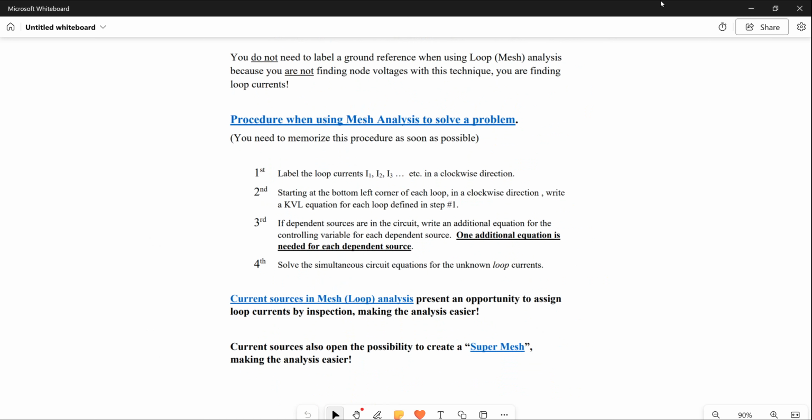But we're going to do this two or three times. You'll catch on to this real quick. But it is the procedure that you should really memorize as soon as possible. Current sources in mesh and loop analysis present the opportunity to assign loop currents by inspection, making the analysis easier. And I'm going to show one of those examples here. And then current sources also open the possibility to create a supermesh, making the analysis easier. I don't have time for supermesh in this video, but I have done it, and it's in other videos.